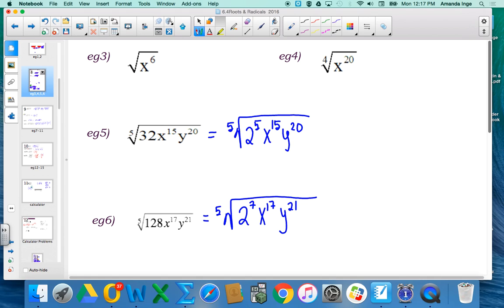Again, if you divide the index into the exponent, you get 3. This is even, that's odd, so we need absolute value symbols. Divide the index into the exponent here, and you get x to the 5th. This is even, that's odd, so we need absolute value symbols.